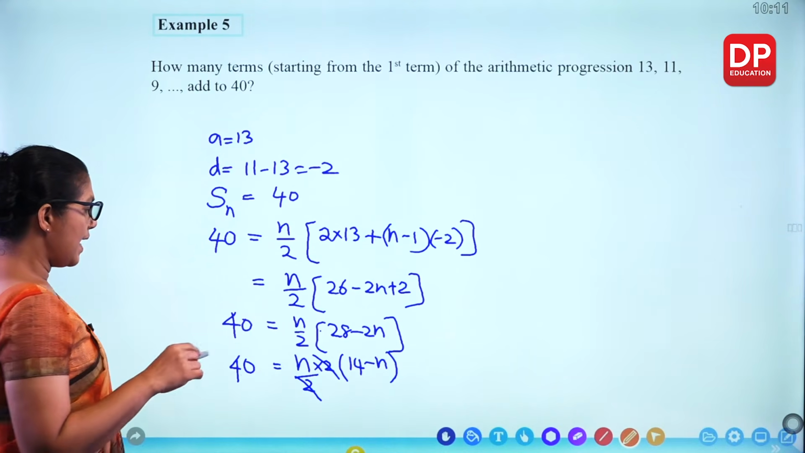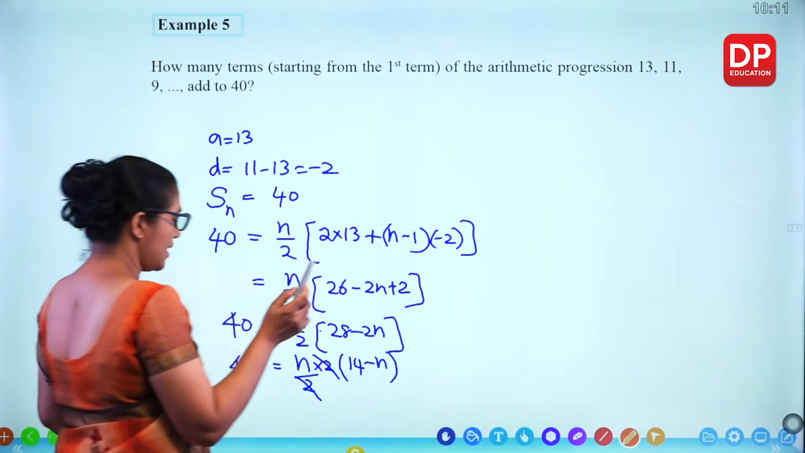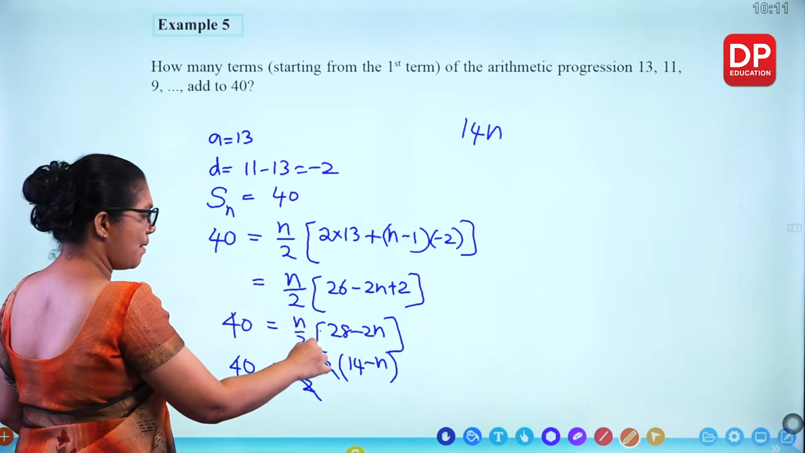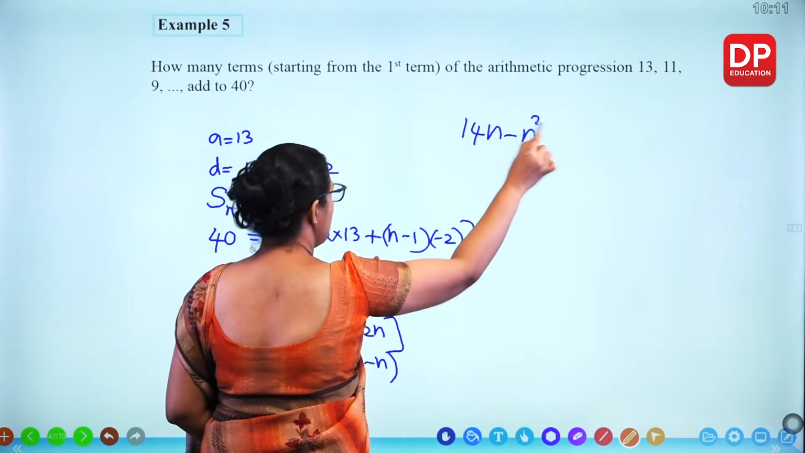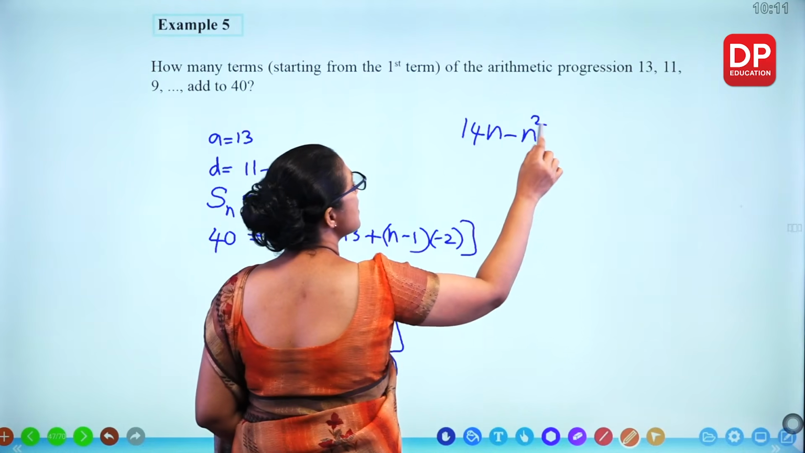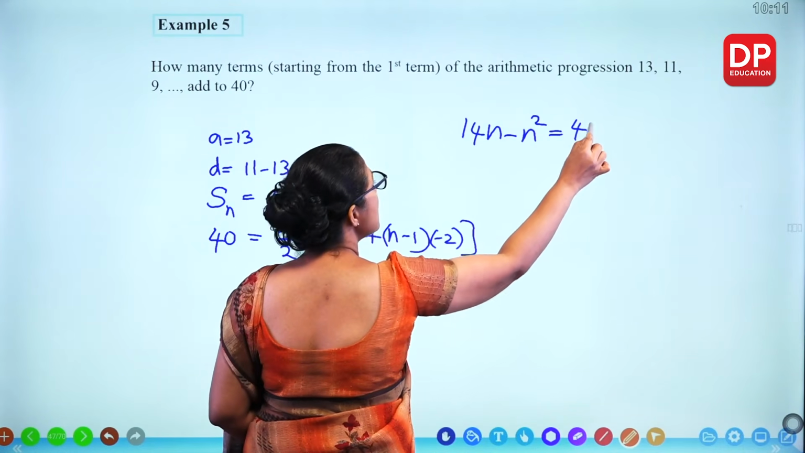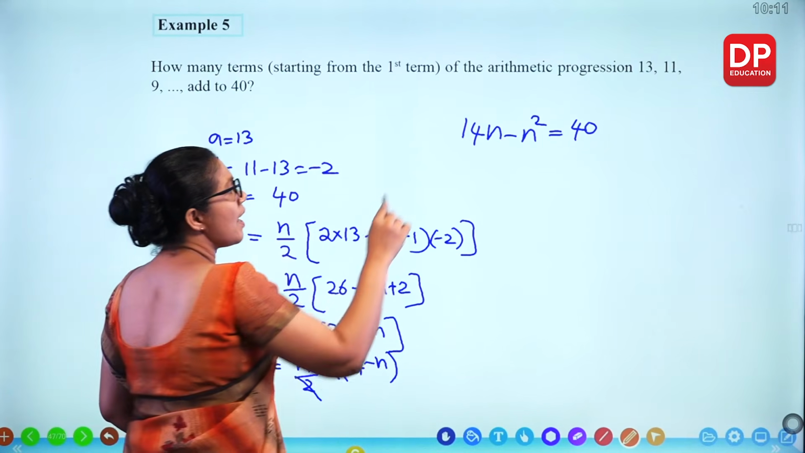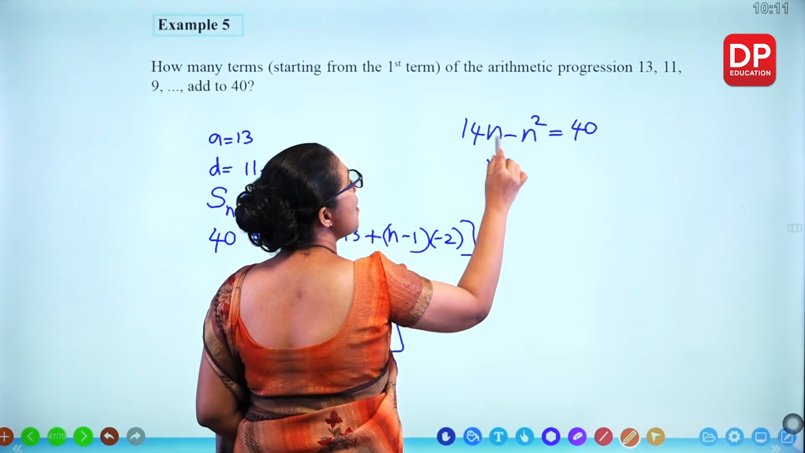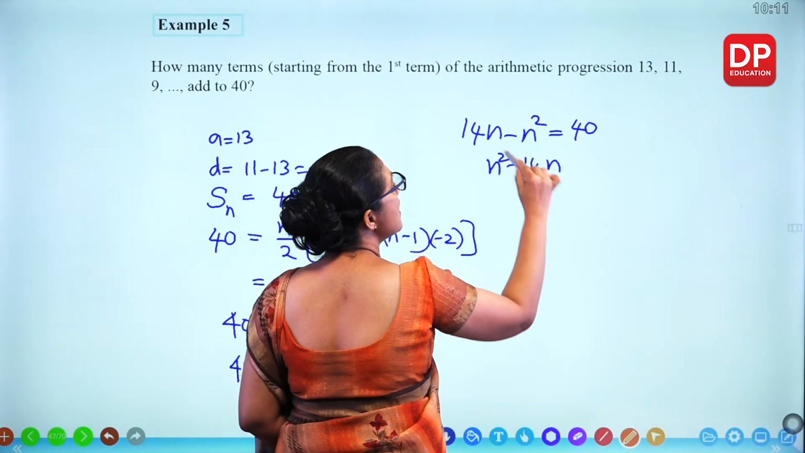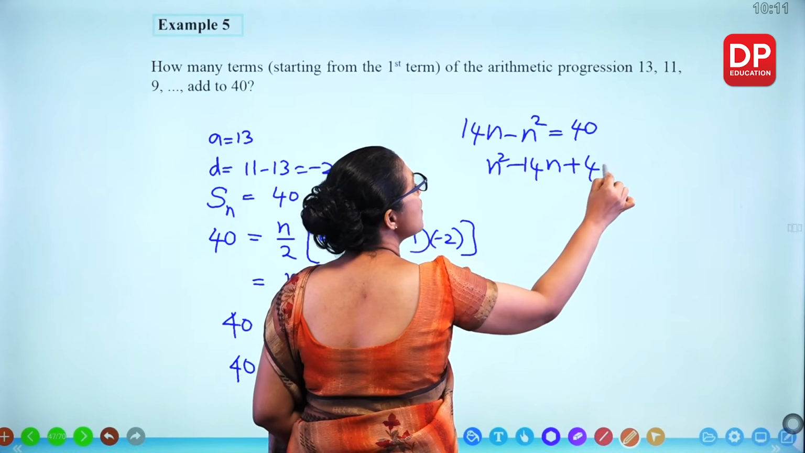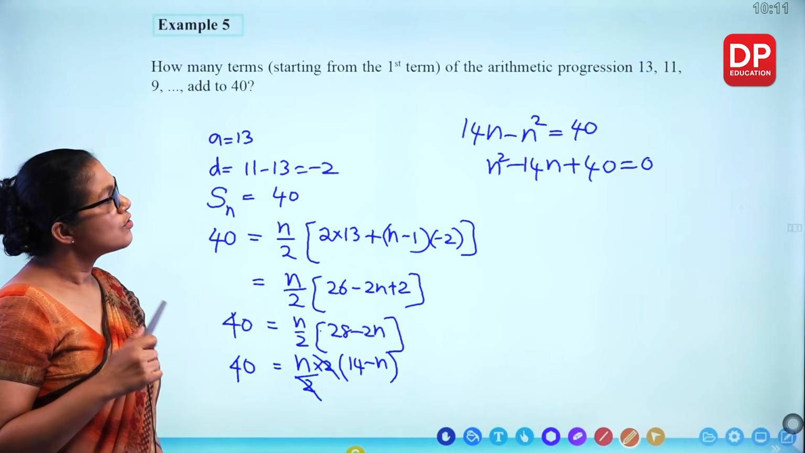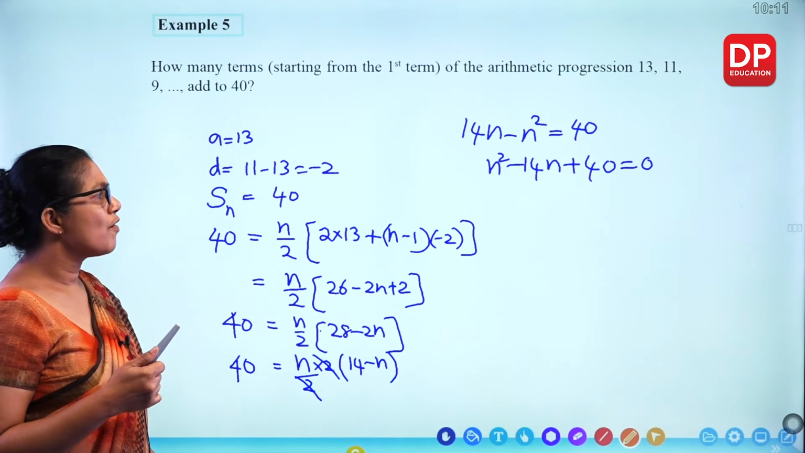I'll multiply by n and take 40 to the other side. What you get here? 14n minus n squared minus 40, or that's equal to 40. And now we'll take these terms to the other way round. I get n squared minus 14n plus 40 equals 0. So you get a quadratic equation. So try to factorize and solve for n.